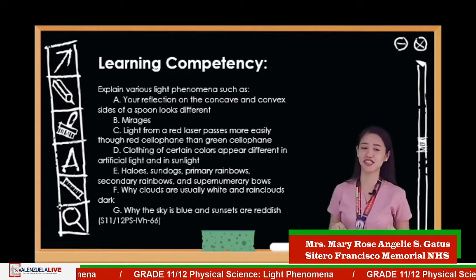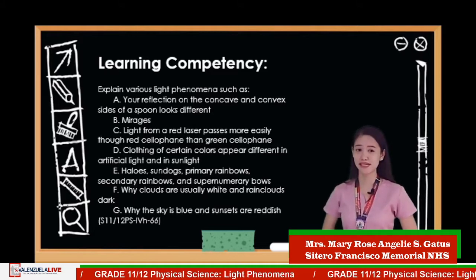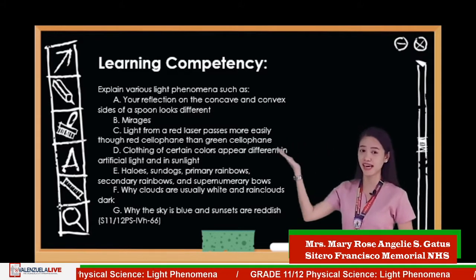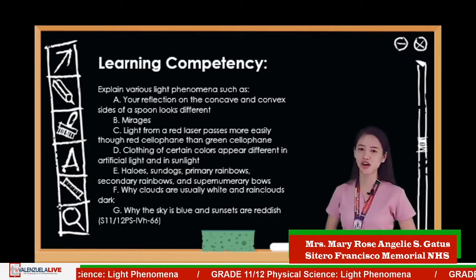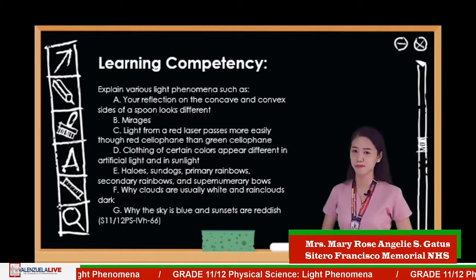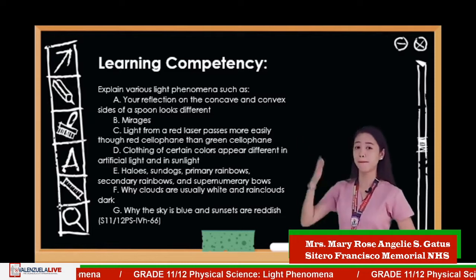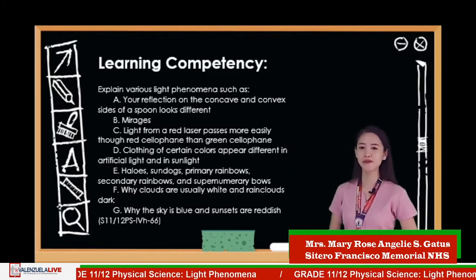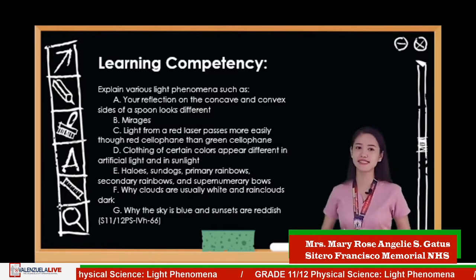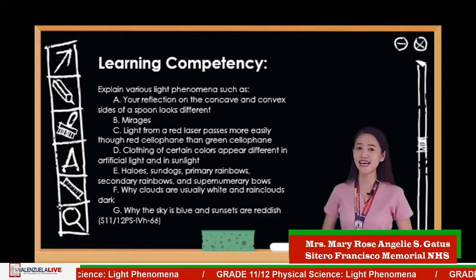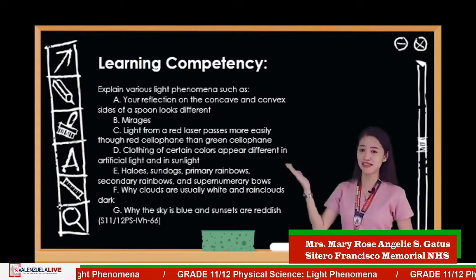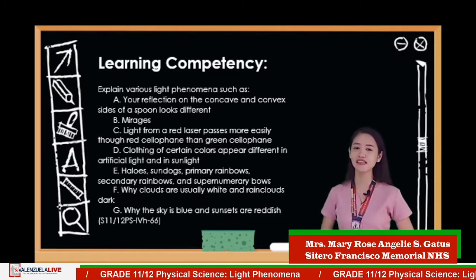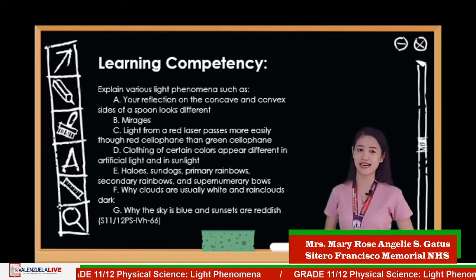In today's session, the students are expected to explain various light phenomena such as: A. Your reflection on the concave and convex sides of a spoon looks different. B. Mirages. C. Light from a red laser passes more easily through red cellophane than green cellophane. D. Clothing of certain colors appears different in artificial light and in sunlight.